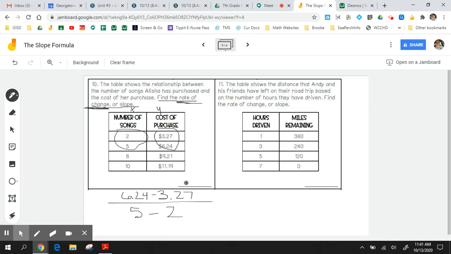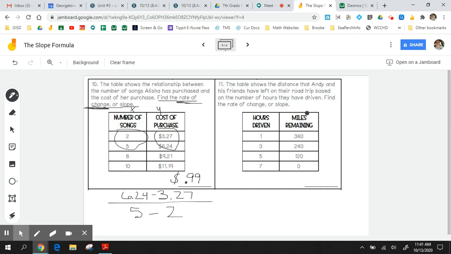We're going to leave it. Remember, we're talking about money. How much does each song cost? And so we'll put a little dollar sign. 99 cents. Leaving it as a decimal. Okay. Now on this table, try out on this one.